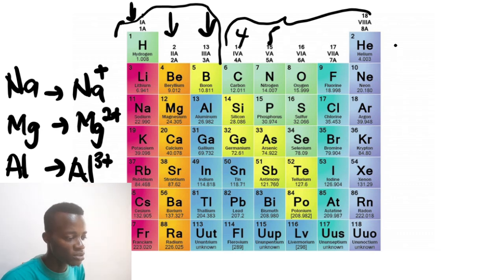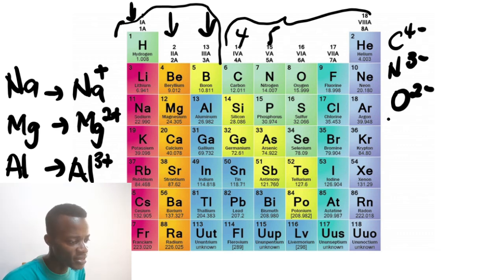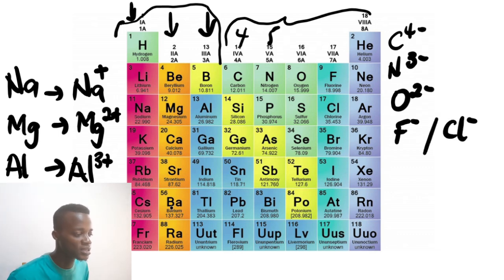If you go to carbon, it's C4-. If you go to nitrogen, it will gain 3, right? It has 5, it's in group 5, so it needs 3, so it will take in 3. It's not written as negative 3, they make sure the sign comes after the 3, so 3-, right? Now if you come to oxygen, for those in group 6, they will need 2 more, so O2-. And then those in group 7, I can use any of them, F- or Cl-, right? This is how they form their ions.